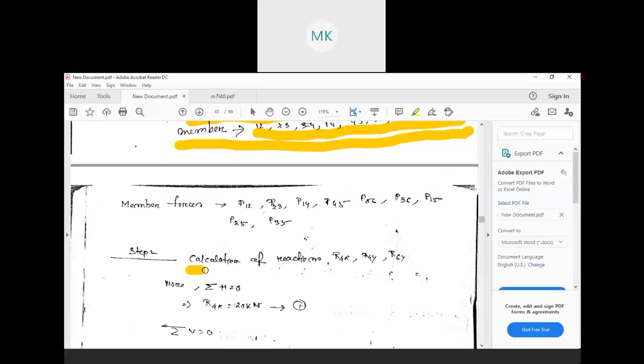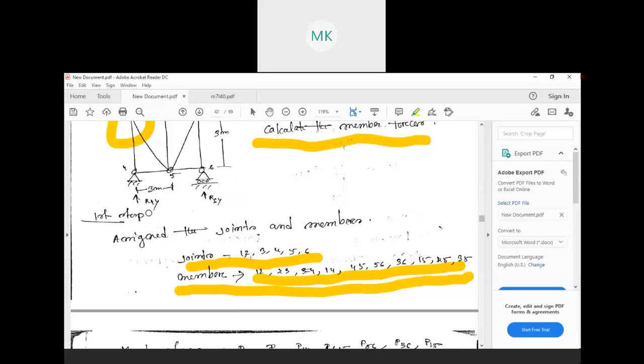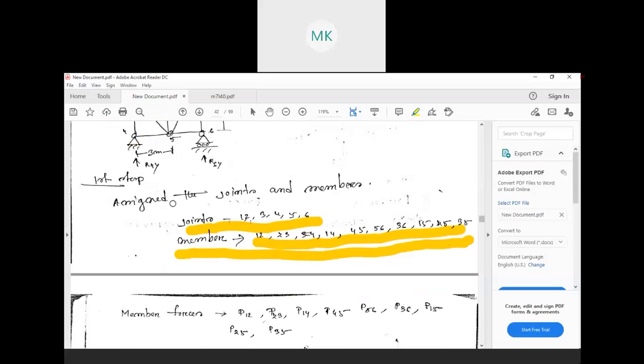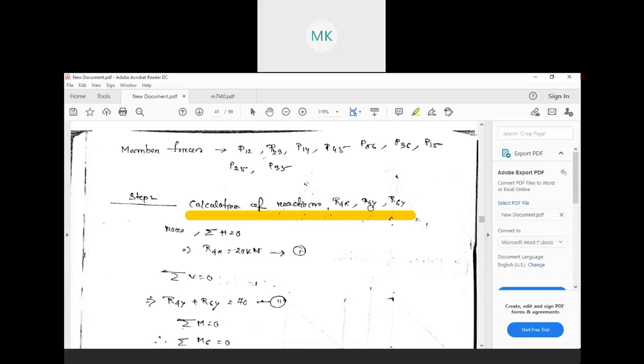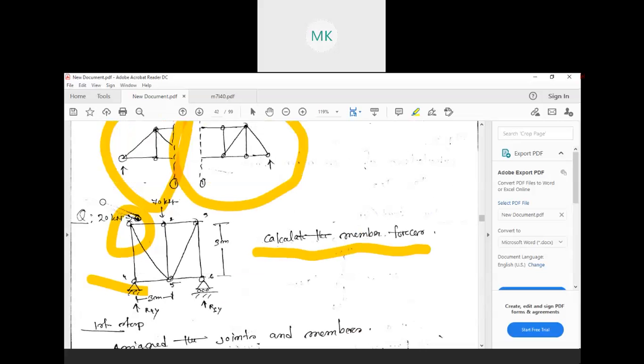Next, step 2 is to find the reactions. This is a fixed point and this is a roller. So two reactions will come at this point, and one reaction at this point. There are three reactions: R4X, R4Y, and R6Y. By using the equilibrium equations, we need to find these reactions. The summation of horizontal forces you can easily find, because there is only one horizontal force. This 20 is given.